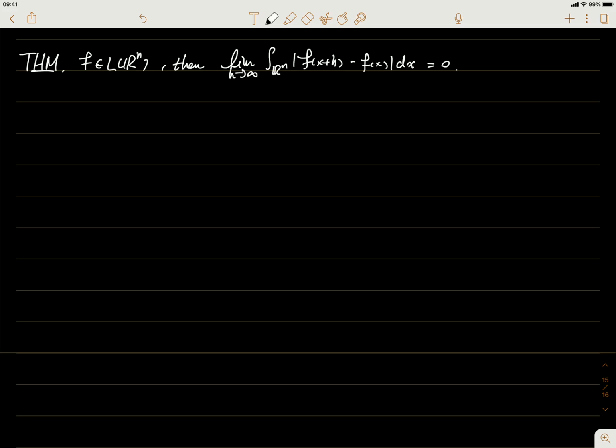You can think of this as the integrand here is f of x plus h. It's like you shift the function. So for example, if n equals 1, and this is f, you shift this f a little by h. I'm not drawing it well, but it's the same shape, just shifted by h to a new place. What the theorem says is that if the shift h is approaching 0, then the integral of the absolute error between the two functions is approaching 0.